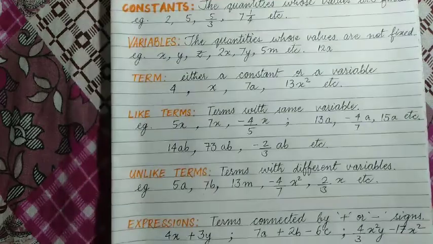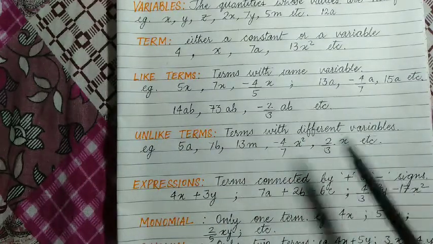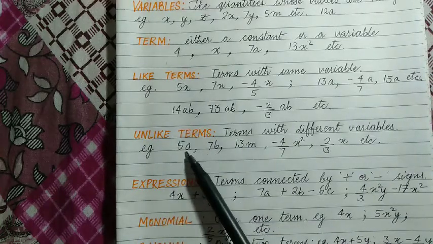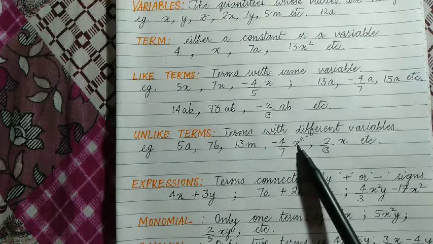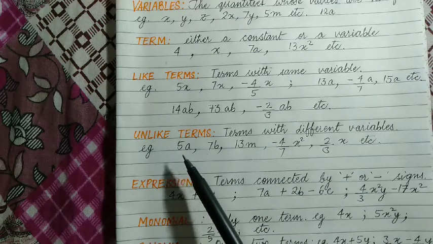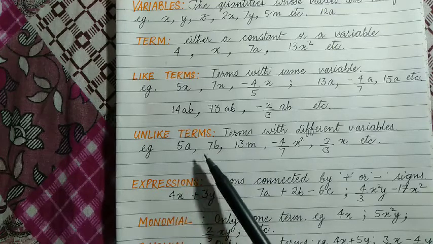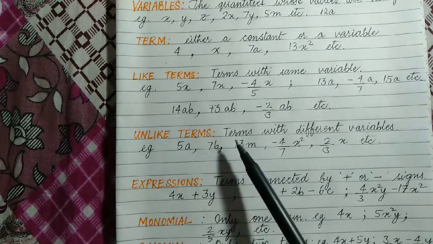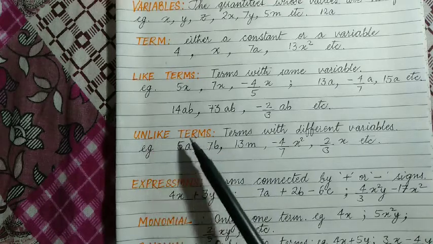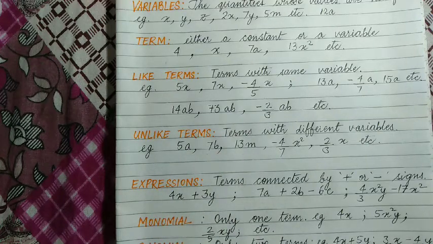Next, unlike terms. Terms with different variables. You can see that there are different variables out here, a, b, m, x squared, x. You can have any variable out here, but those variables should not be the same. If the variables are not same, if they are different, then we consider the terms to be unlike terms. All right, so like terms and unlike terms.